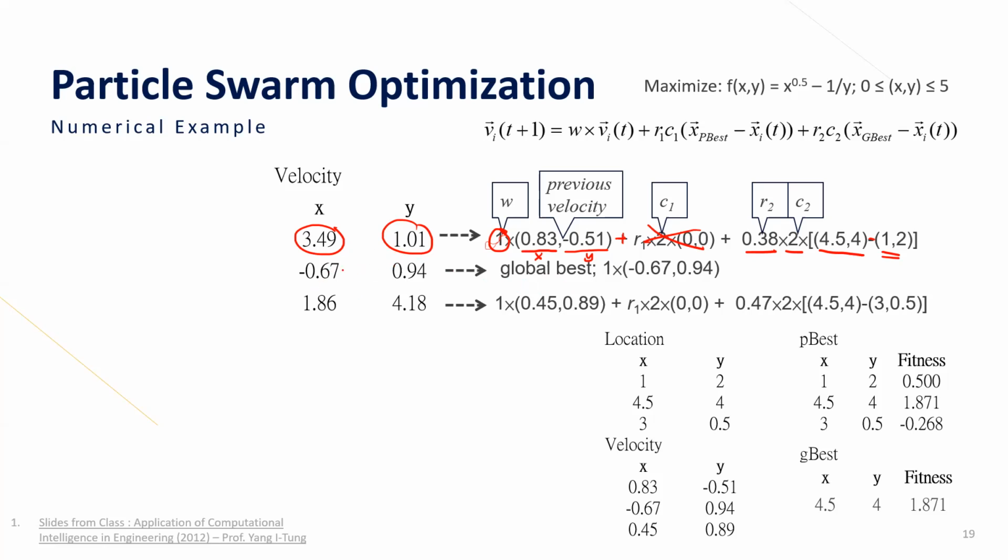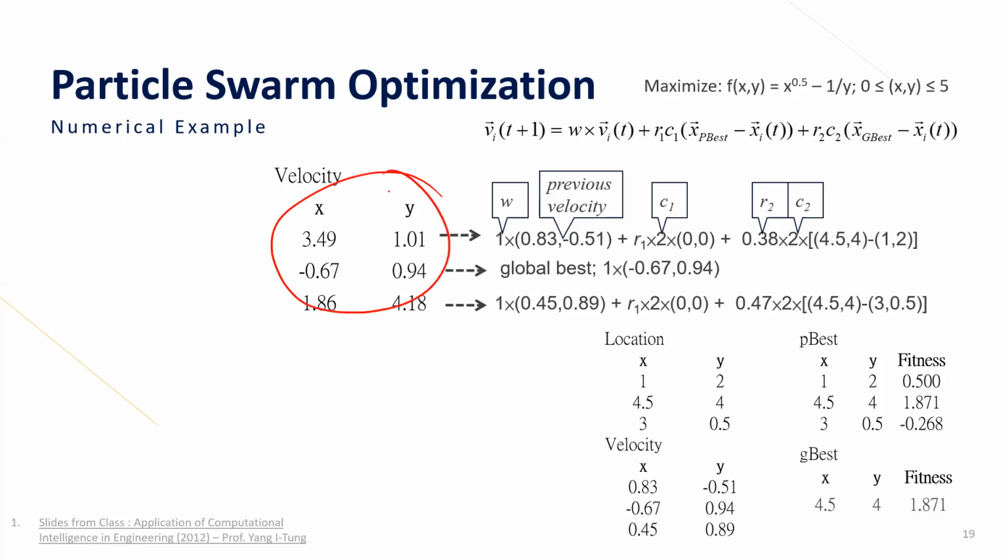And for the global best particle, you also need to calculate velocity, even though it is at the global best right now. The only part affected is the initial, previous velocity: 1 multiplied by minus 0.67 multiplied by 0.94. So it is still the current velocity. Then the last one you need to calculate is the last individual. They also have the current velocity, and this one doesn't matter because it's still the same, plus the difference between the global best and the current location of this particular individual. So you will have the new velocity here.